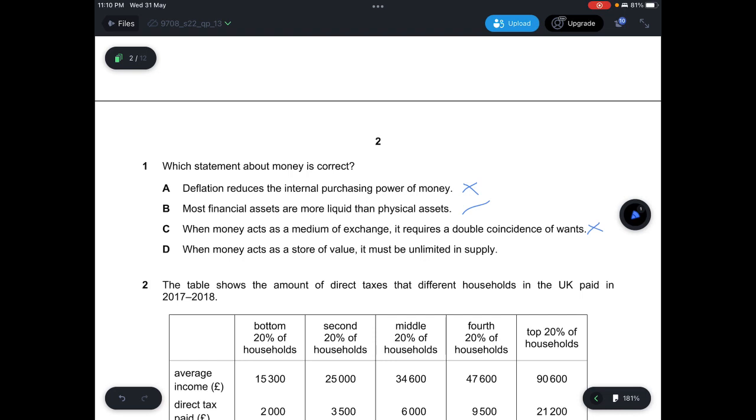And D, when money acts as a store of value, it must be unlimited in supply, which is not correct. Money is not unlimited in supply. In fact, it's a scarce resource like anything else. So B should be the answer.